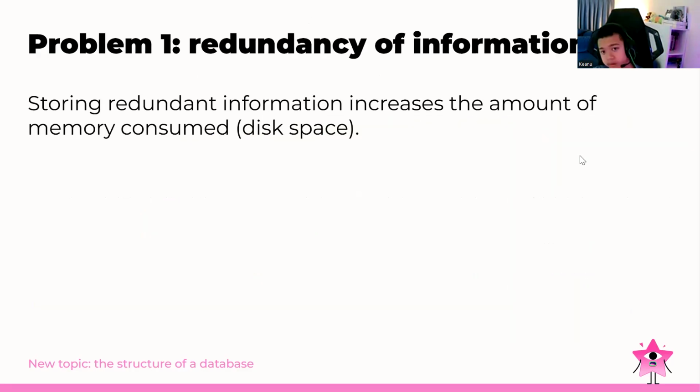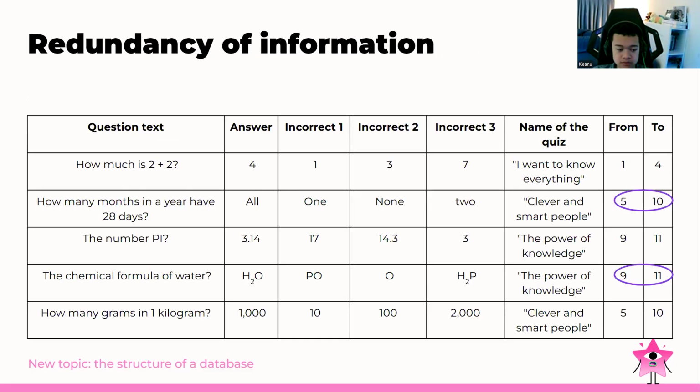And problem number one, it's about the redundancy of information. Storing redundant information increases the amount of memory consumed. So basically, it will be the disk space here for this one. For redundancy of information, we have this kind of range, maybe, how many months in a year have 28 days. So maybe we have the range from 5 until 10, for example. And then also for the semi form of water, we have the range also from 9 until 11. So basically, there will be the range here for this one.